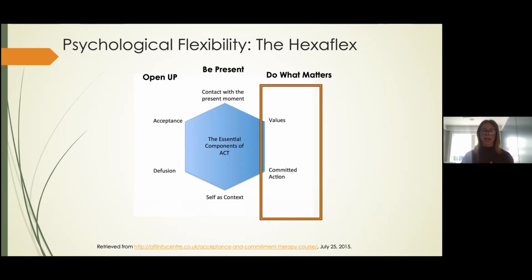So that's my rationale for starting with values today in this session, is because that's how I start with all of my new clients for the most part, with some very minor exceptions.